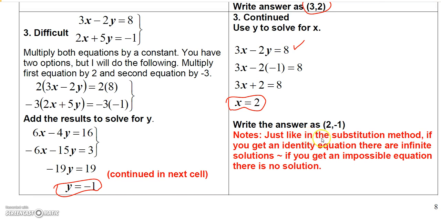Now, just like in the substitution method, if you get an identity equation where you have a statement that's always true, there are infinitely many solutions, and if you get an impossible equation, there is no solution.